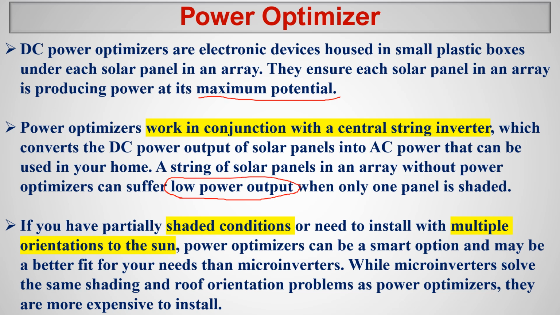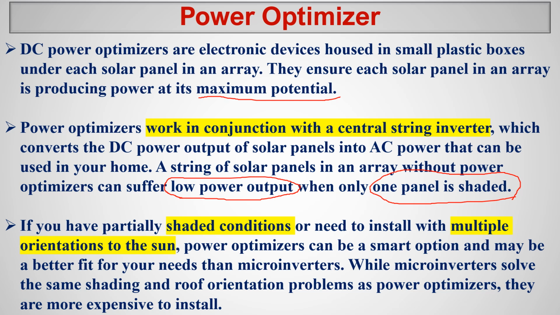So in order to increase the output, if one solar panel is shaded, the total output will be low if you do not have a power optimizer. Simple. Now if you have a power optimizer, you can get rid of that shading problem.